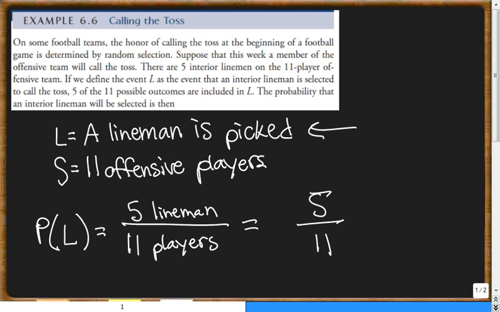So this is pretty simple. We just do the outcomes favorable divided by the total number of possibilities. So that is it. You don't need to convert this to a decimal or anything. Just leave it like this. This is perfect.